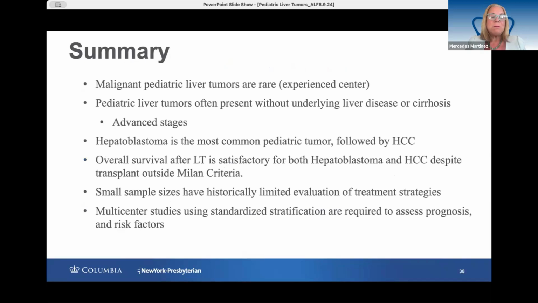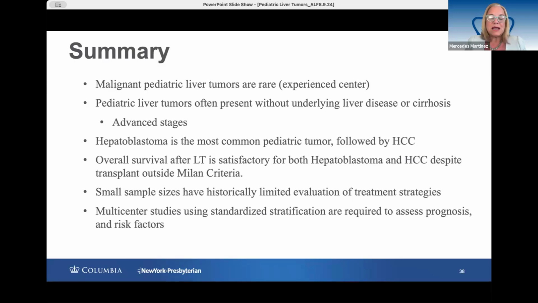In summary, malignant pediatric tumors are rare, and for that reason, patients should be cared for at an experienced center. You shouldn't go to a center that takes care of one patient with liver tumors every 5 years. You should go to centers where this is a decision they have to make every couple of weeks. Then they have the experience, they have the volume, they know what to do. Pediatric liver tumors often present without underlying liver disease or cirrhosis, and for that reason, usually the presentation is late. Hepatoblastoma is the most common pediatric tumor, followed by hepatocellular carcinoma. And children have enjoyed overall good survival after liver transplant for both hepatocellular carcinoma and hepatoblastoma.